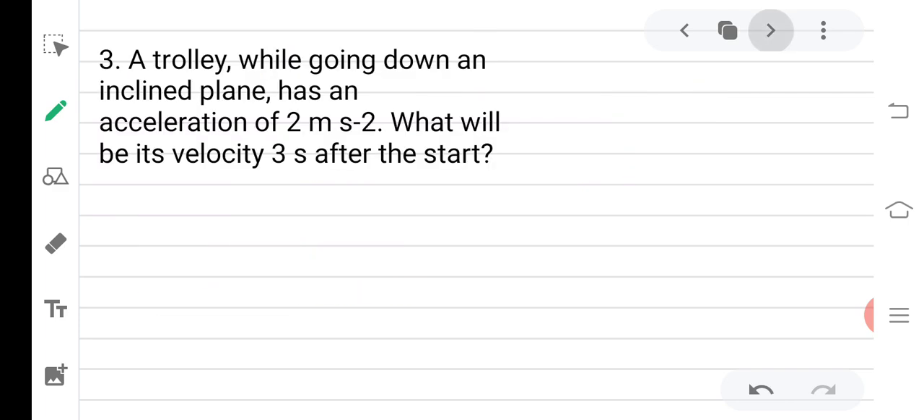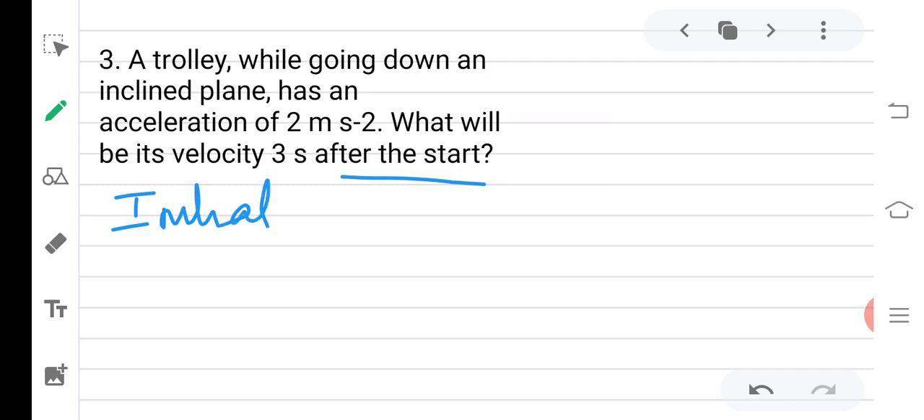Then let us move on to the next problem. A trolley, while going down an inclined plane, has an acceleration of 2 meter per second square. What will be its velocity after the start? Here the hint is after the start. It means that the initial velocity is 0.